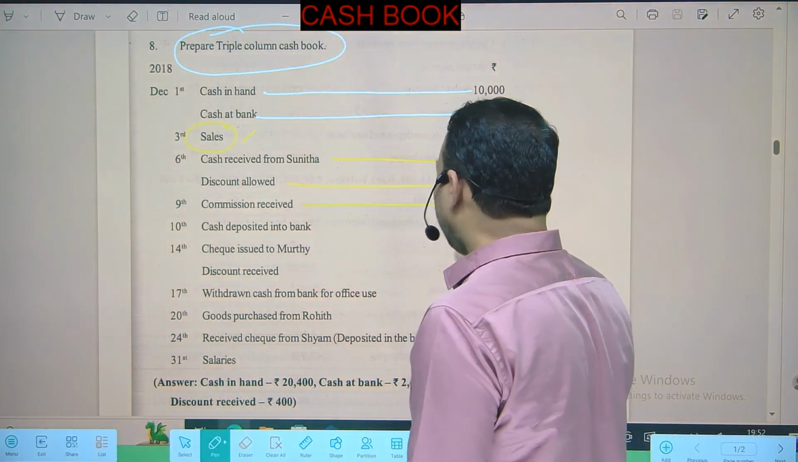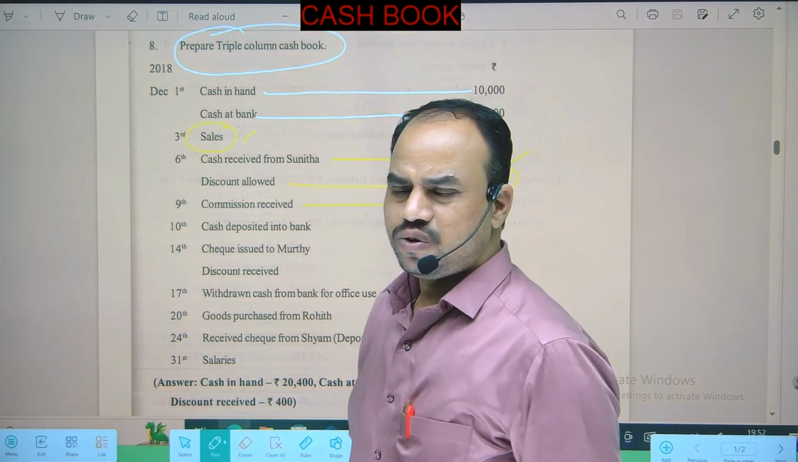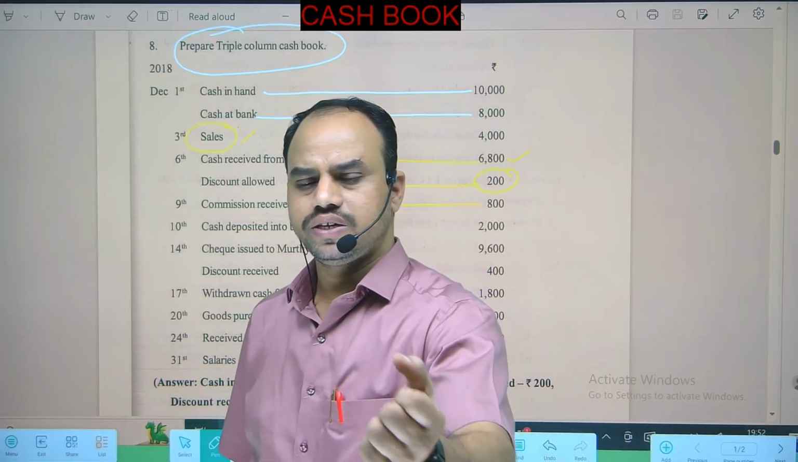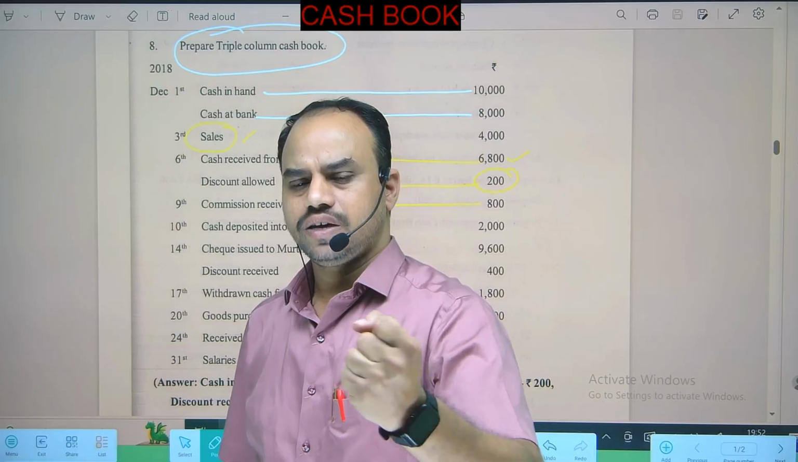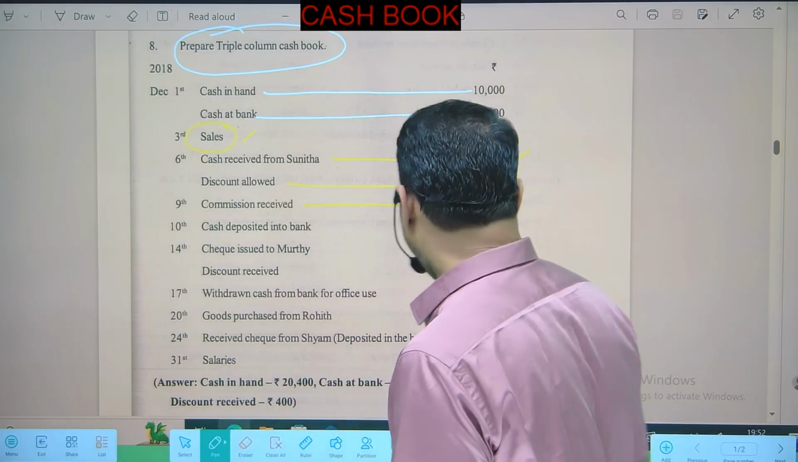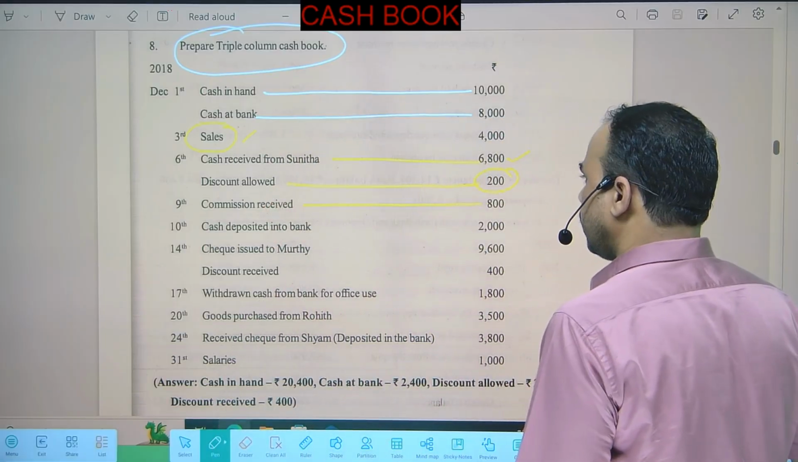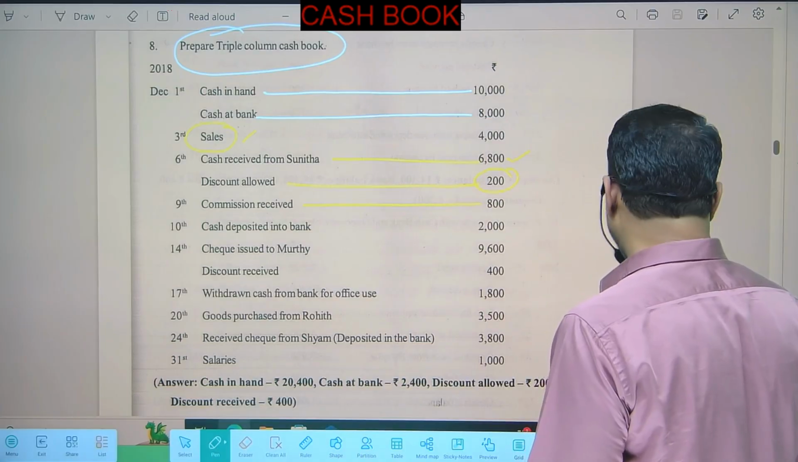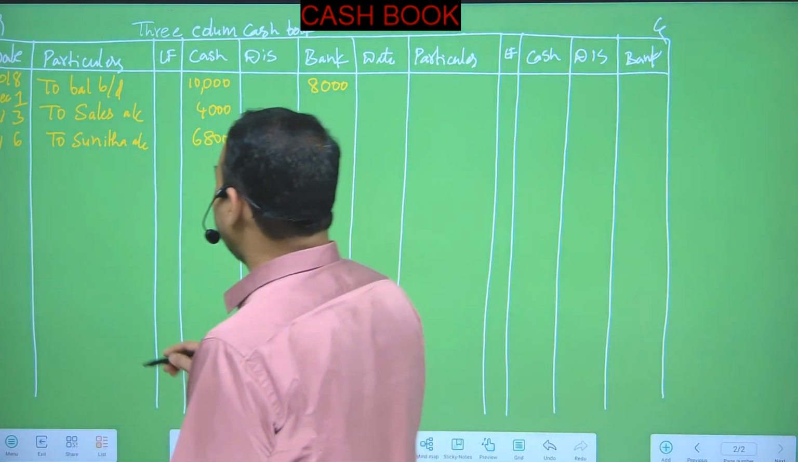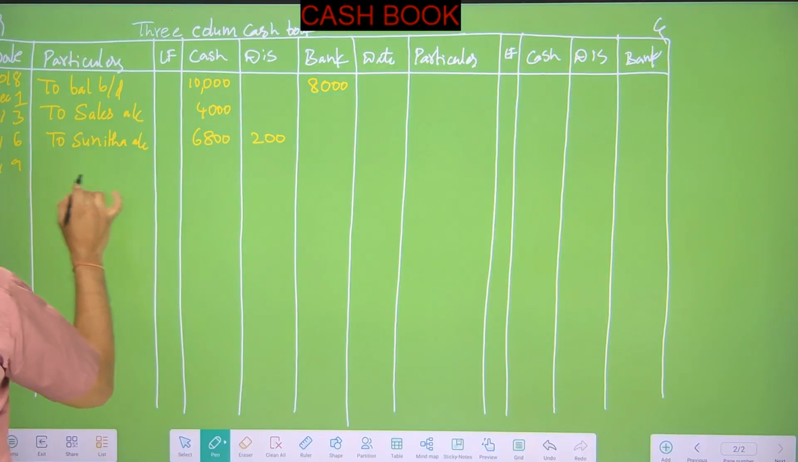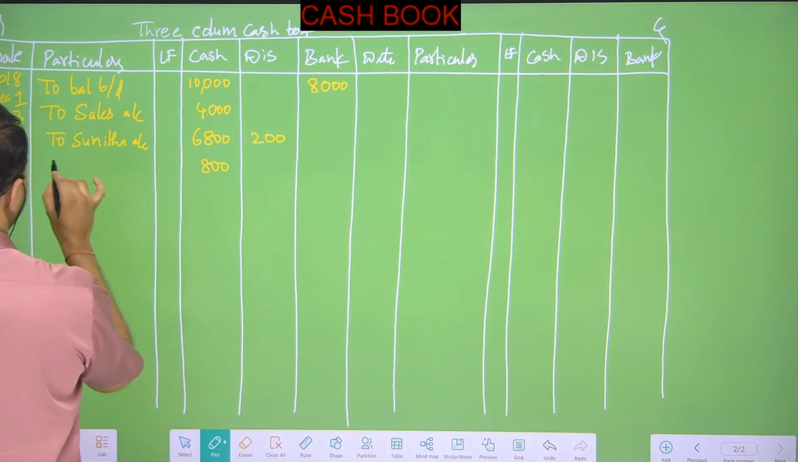Okay, now see the next one. Commission received. Commission received means in which form will we receive it? We will receive it in cash form. So cash is coming into the business, so we have to write on the debit side. So on the debit side, commission received 800, date 9. Date 9, amount 800, to commission.